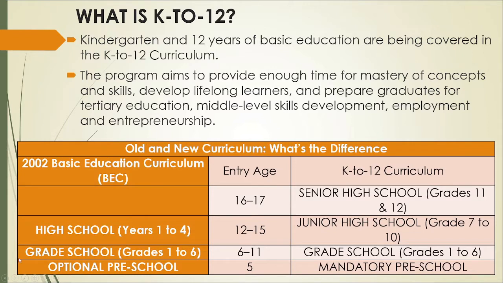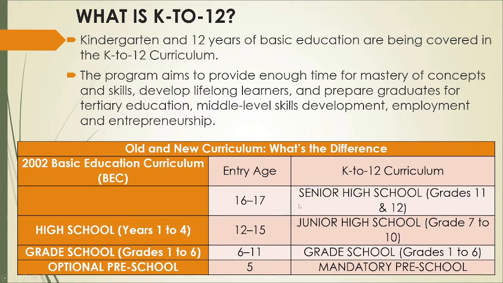Look at our old curriculum. This is high school from first year to fourth year. Take note, we started at age 5, mandatory preschool. Before, it was optional preschool. Ages 6 to 11, that's grade school. Grades 1 to 6 is the same as here. Ages 12 to 15, that will be junior high school, grades 7 to 10 on the K to 12. And from our old curriculum, it was first year to fourth year high school.